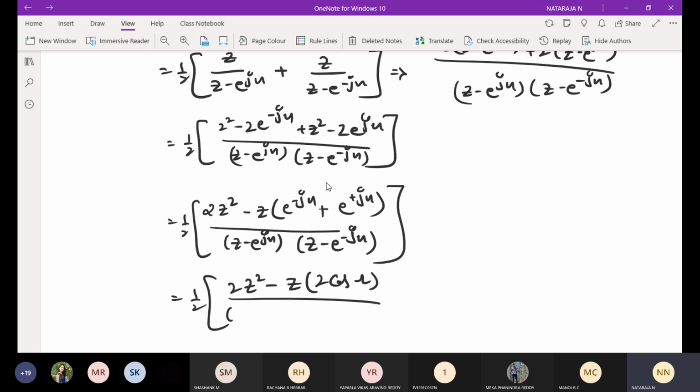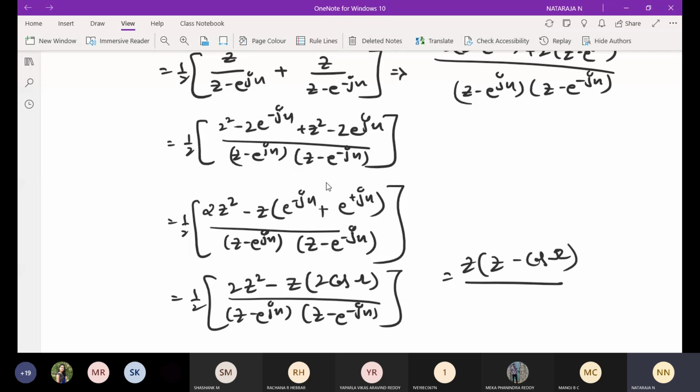Divided by z minus e power j omega into z minus e power minus j omega. And finally z into z minus cos omega, divided by z square minus 2z cos omega plus 1 is what we are going to get. Okay, this is my final solution.